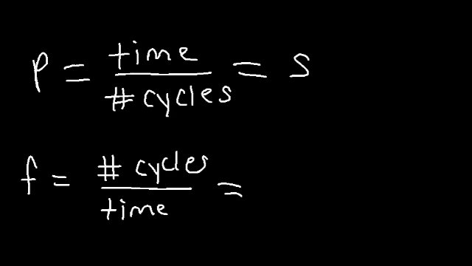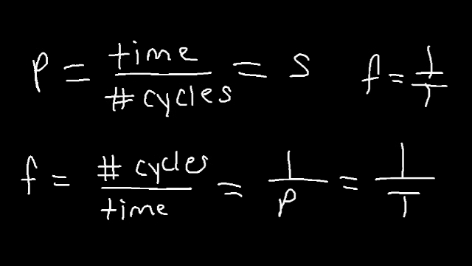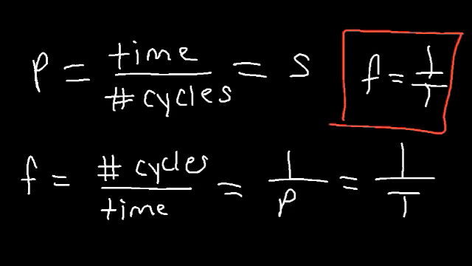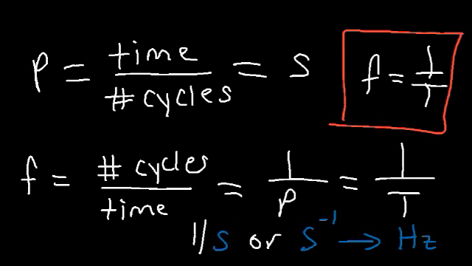Frequency is not the inverse, but the reciprocal of the period. So frequency is 1 over P. Now in some textbooks, the period is represented by capital T. So this is the same as 1 over T. You've probably seen this equation, f equals 1 over T, somewhere. So that just tells you frequency and period are inversely related. So the unit for frequency is 1 over seconds, or you can simply view it as s to the minus 1, which is the same as the unit hertz. So that's the unit for frequency.